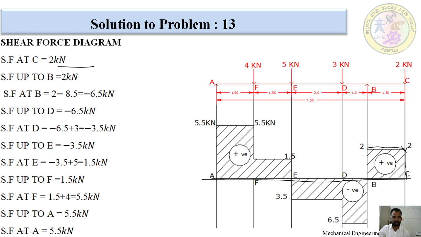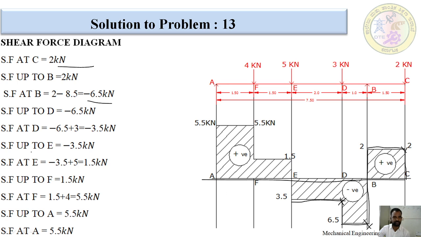At B point how much we got? Negative 6.5. Negative means below the baseline. This is negative 6.5. For that reason I am going to draw with the vertical line. There is no load between B and D. For that reason I am going to draw a horizontal line. After that how much we got at D? At D point we got negative 3.5, less than 6.5. I am going to mark here and join with the vertical line. There is no load between these 2 points. We will draw with the horizontal line.